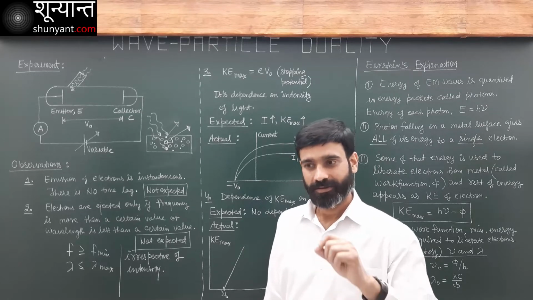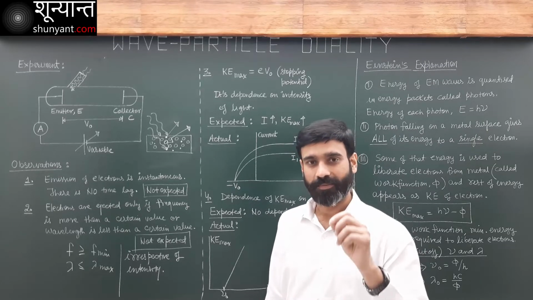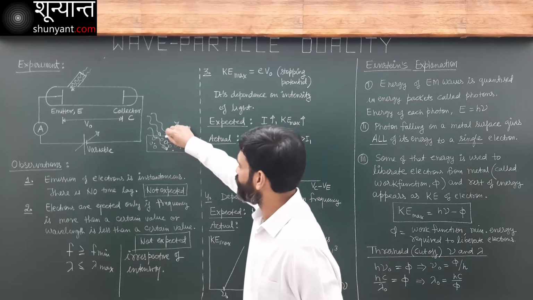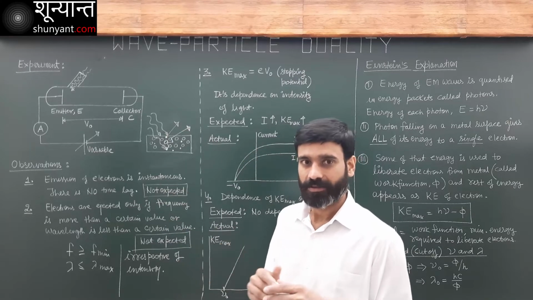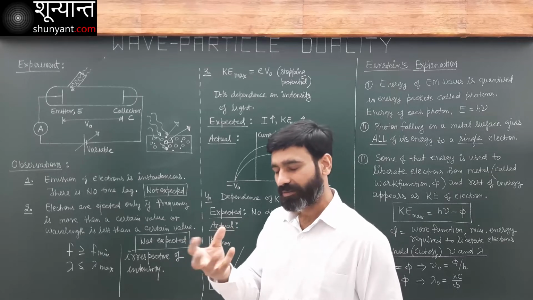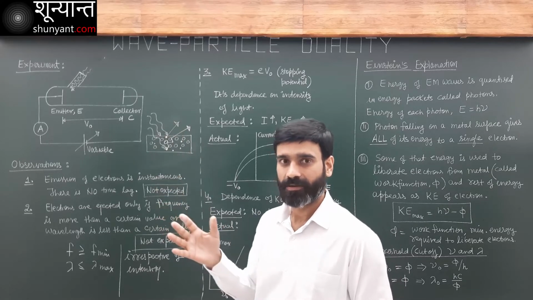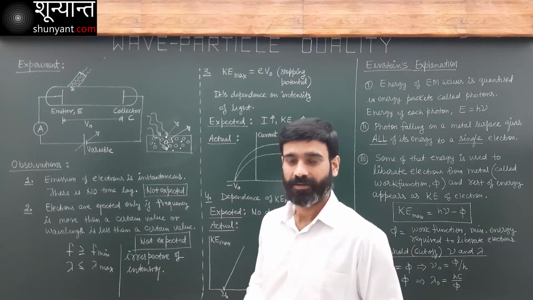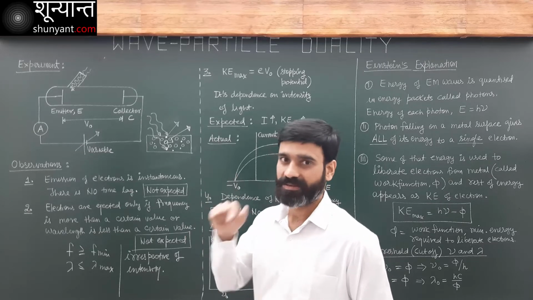And some of the electrons will have maximum kinetic energy. Which electrons? The electrons which are liberated immediately without any collision. The moment they absorb energy, they are liberated. They come out of the surface without any further collision. So their kinetic energy is going to be maximum.